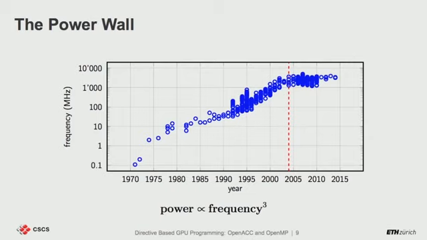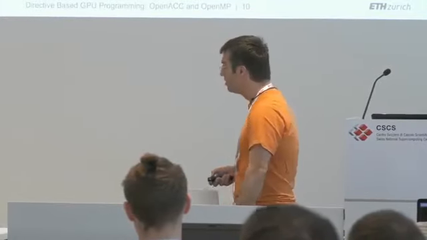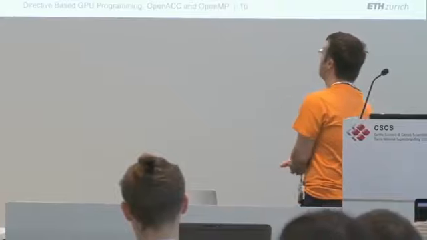That's because, as most of you might know, the equation is power equals C times V squared times f, where V is the voltage. So in order to increase the frequency, we had to keep up high voltages. That makes power proportional to the cube of the frequency. And that's a problem. Similarly, the single-core floating point performance is not keeping up. Why? Because the frequency is going down.